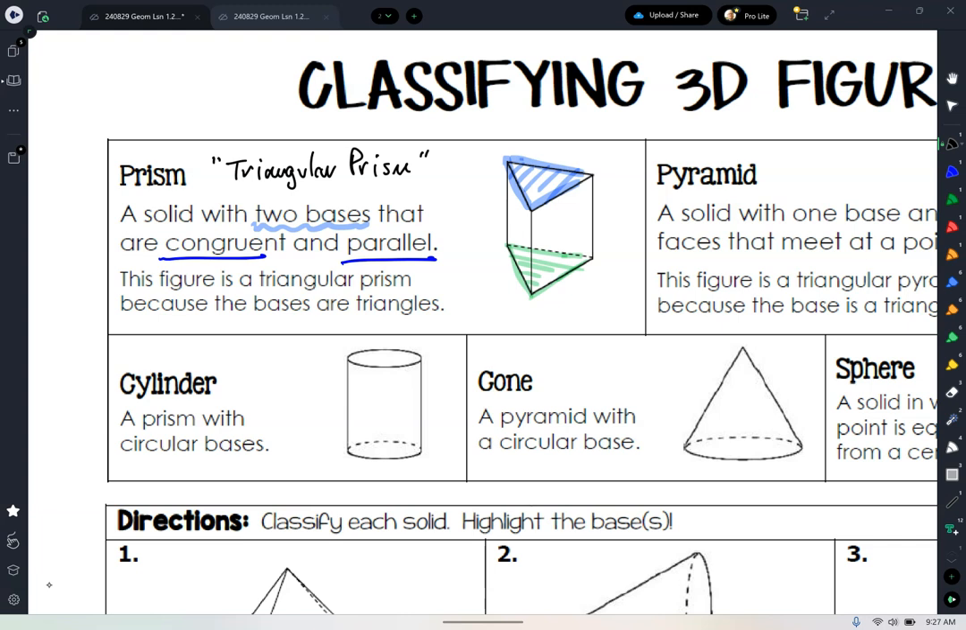Okay? First name is the shape of the base, capital B base. Last name is the classification that it fits. In this case, we have two bases that are congruent and parallel. That makes it a prism. It's a triangular prism. Got it?